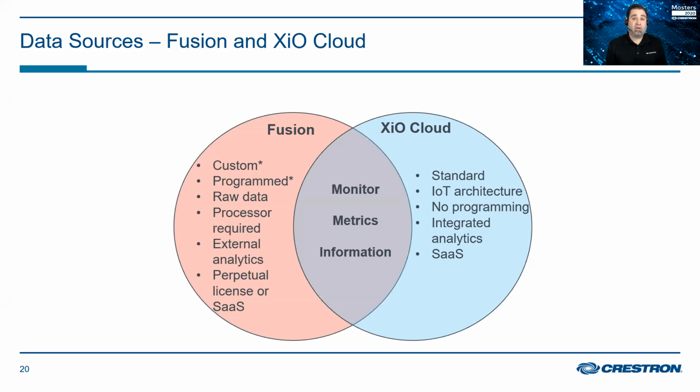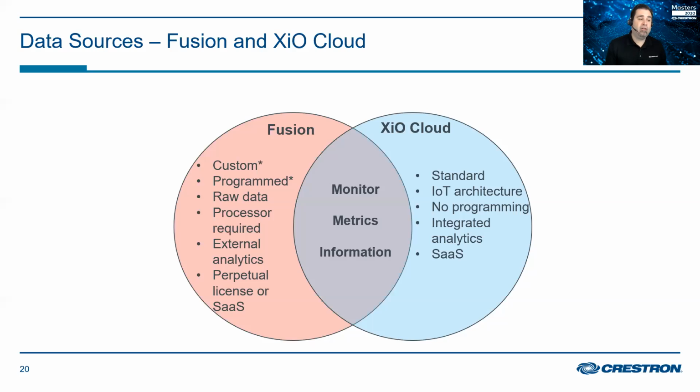A processor is required for that programming to live on. The processor is the thing that reaches out and touches stuff. It does lend itself to external analytics, and we'll talk about some BI tools. Tim's going to walk you through some of that. It is available as a perpetual on-premise license or as a software as a service in the cloud. Okay, so it's available both ways.